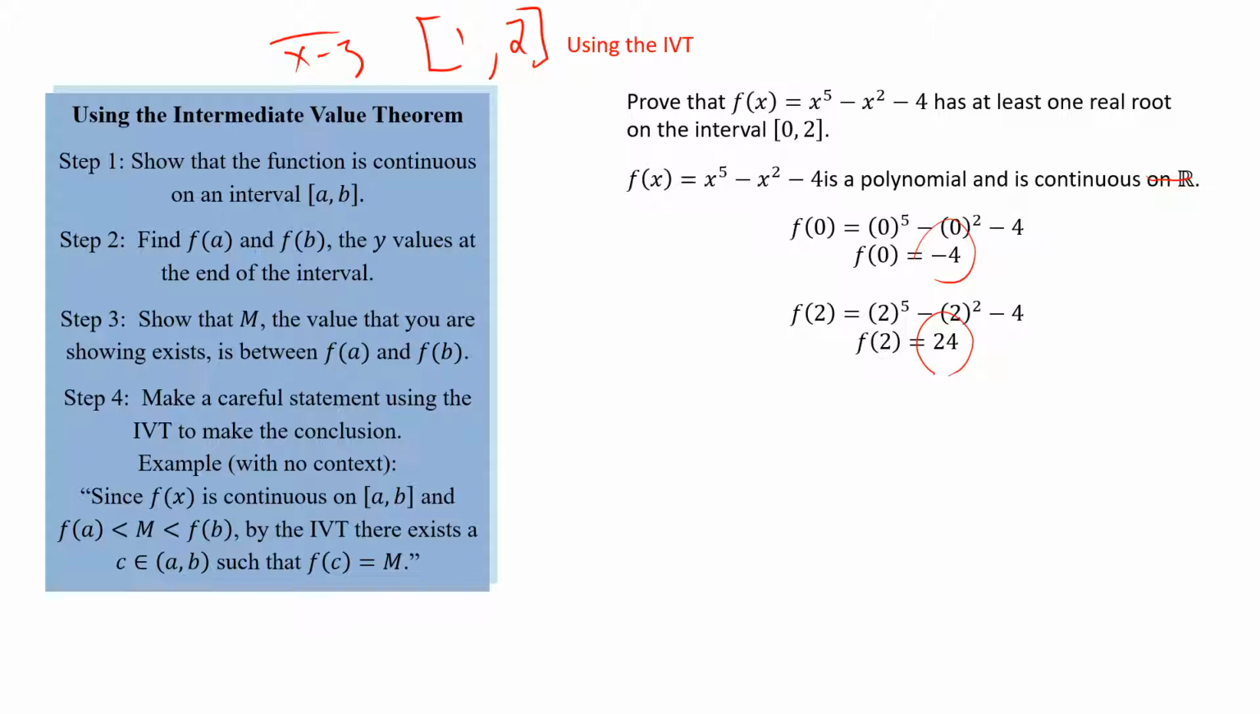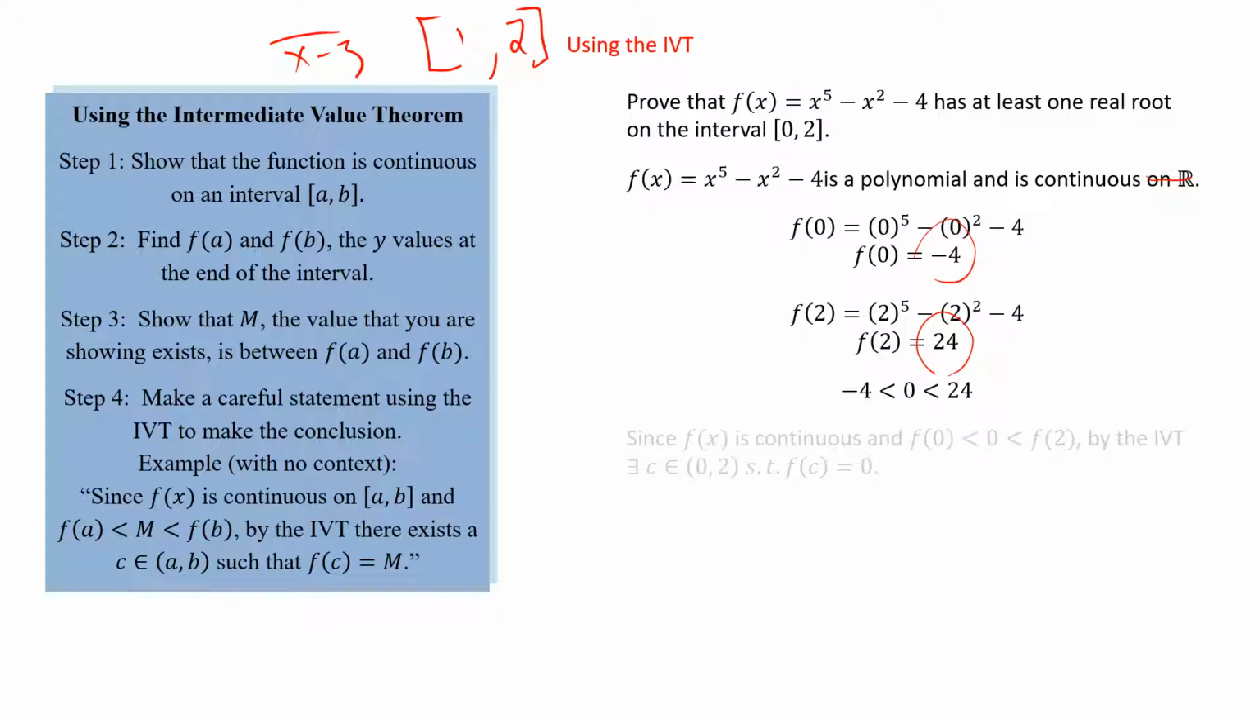So now, step 3, show that the value is in between those values. Negative 4 is less than 0 is less than 24. It's in between those two values. That's showing it. That's all that is.